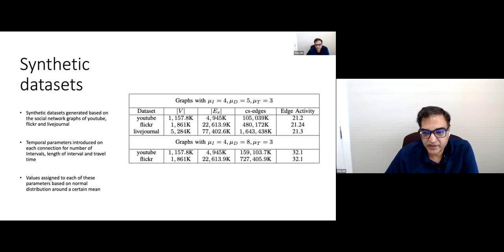Because the activity in the Koblenz data sets is low, we also developed some synthetic graphs. These are developed from the static social network graphs from YouTube, Flickr, and LiveJournal. We added temporal parameters to every edge of these graphs. The parameters are the number of intervals of travel on that edge, the duration of each of those intervals, and the travel time for that interval. These are drawn from normal distributions around these mean values. As we can see, the edge activity is much higher for these synthetic graphs.